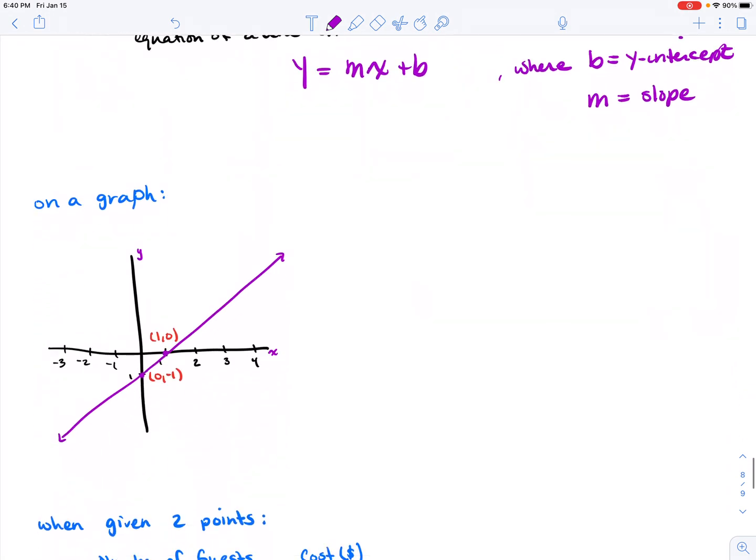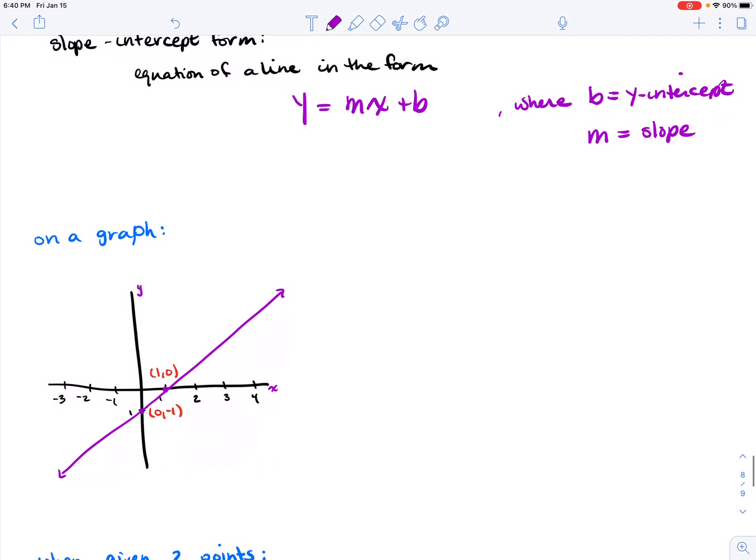In our first example, we're given a graph. We have our lovely graph here, this purple line with 2 points, (1, 0) and (0, -1). I can see that it's going to have positive slope. It's leaning up and to the right. But we don't know exactly what the slope is yet, so we have to calculate that using our 2 points.